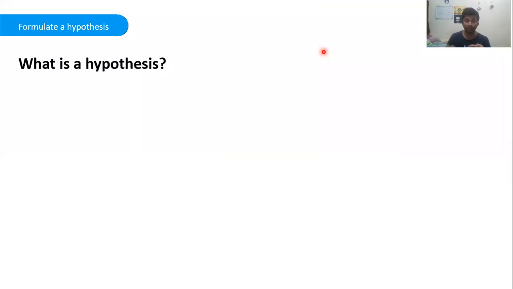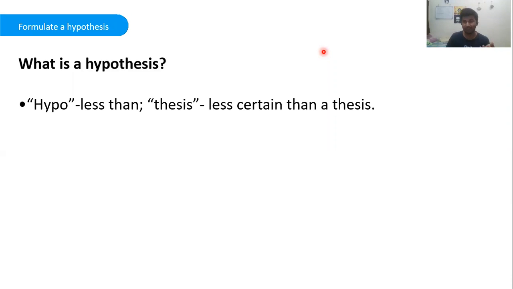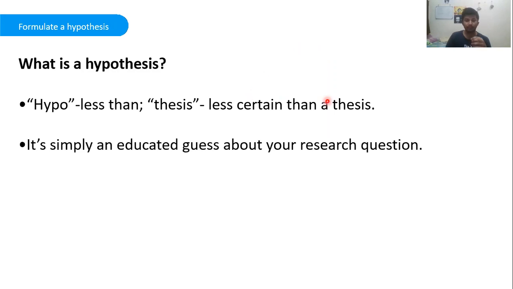So, now let's actually come to what exactly a hypothesis is. If you just break down the word, hypo means less, and thesis is a theory. So, hypothesis is basically something that is less certain than a thesis. It's simply an educated guess about a research question. You get a research question and you try to guess what exactly might be the reason. That is what a hypothesis is.